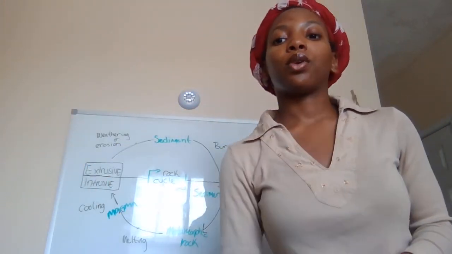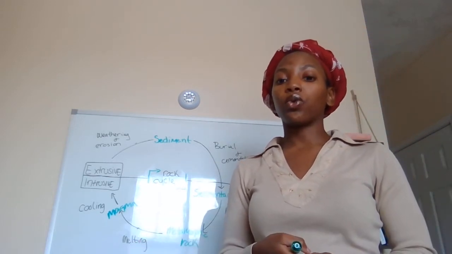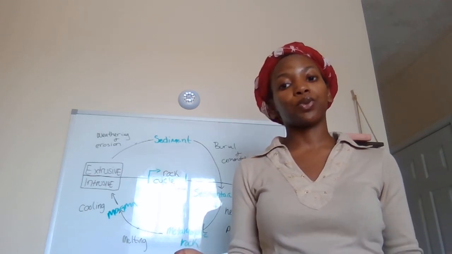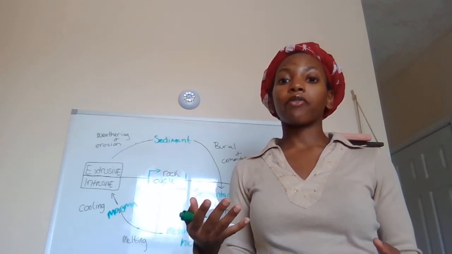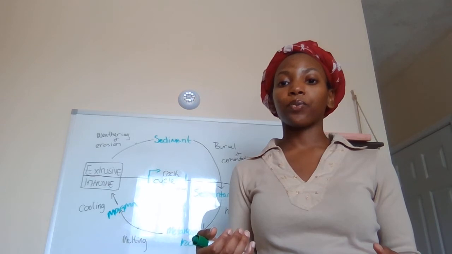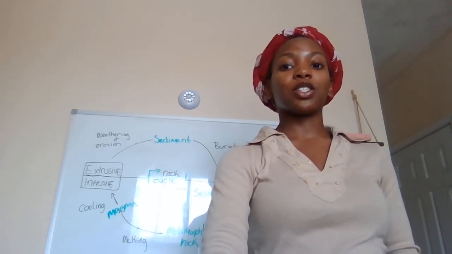Extrusive rocks cool near the Earth's surface. Extrusive rocks cool very quickly, sometimes within seconds, other times within years. This results in a very fine texture. A rock of fine texture is referred to as aphanitic. An example of aphanitic rock is rhyolite.